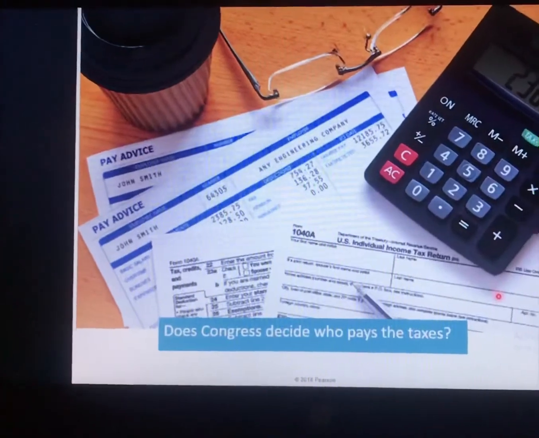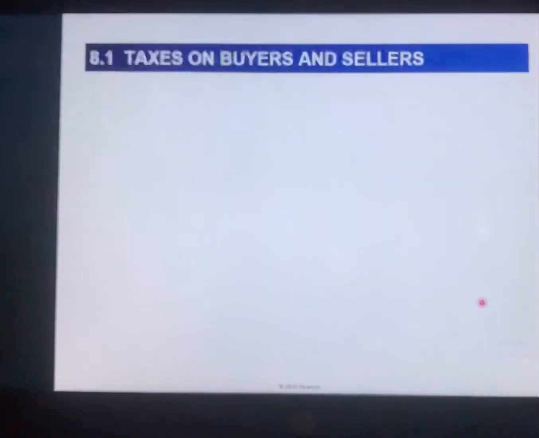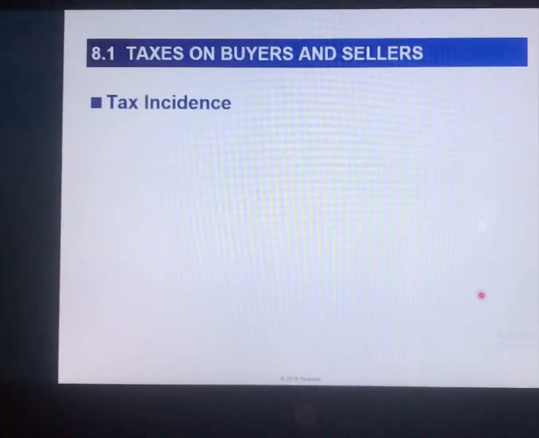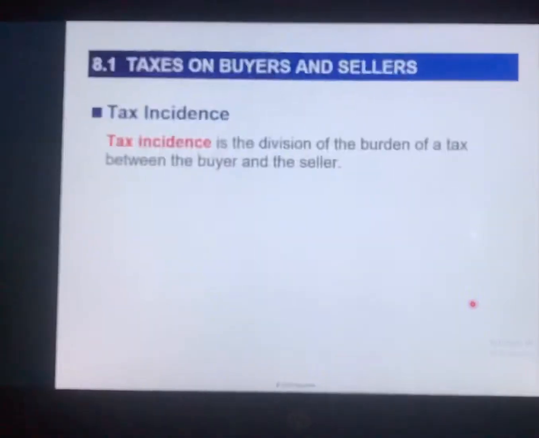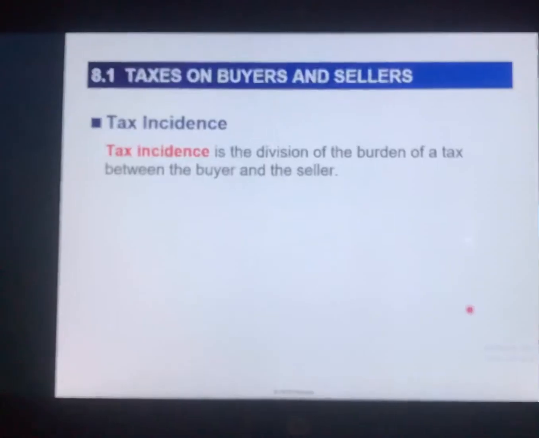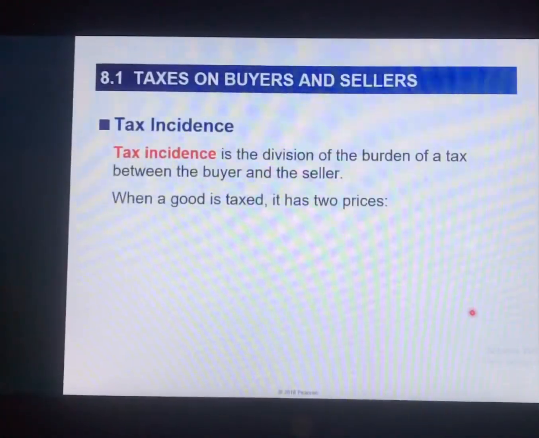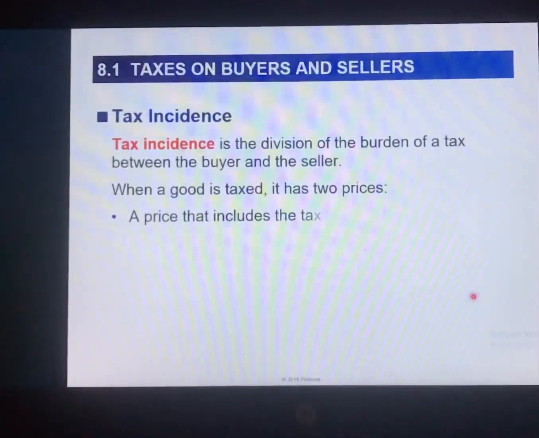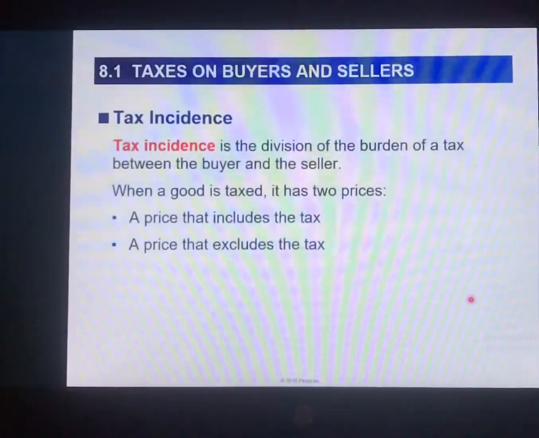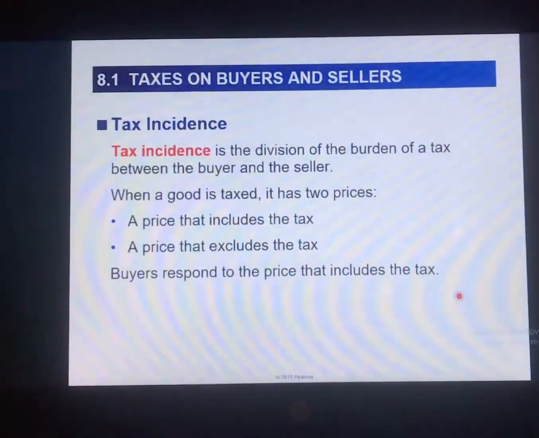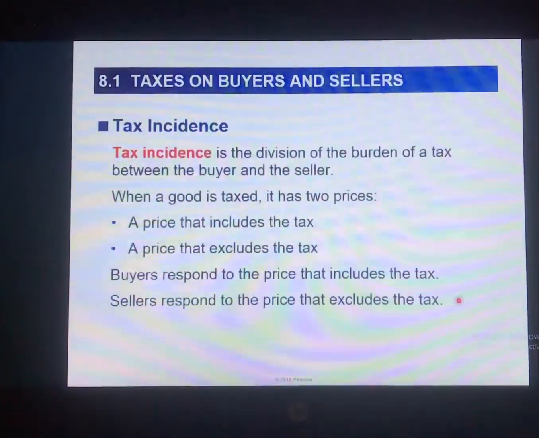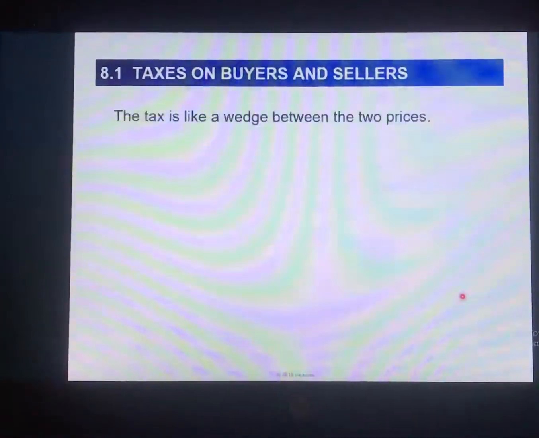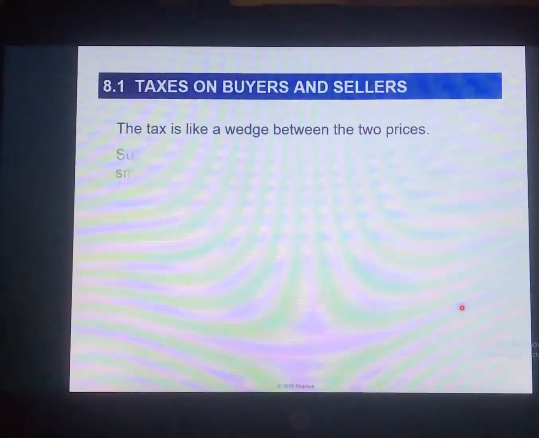So, taxes on buyers and sellers. Tax incidence is the division of the burden of a tax between the buyer and the seller. When a good is taxed, it has two prices: a price that includes tax and a price that excludes the tax. Buyers respond to the price that includes the tax, while sellers respond to the price that excludes the tax. So tax is like a wedge between two prices.